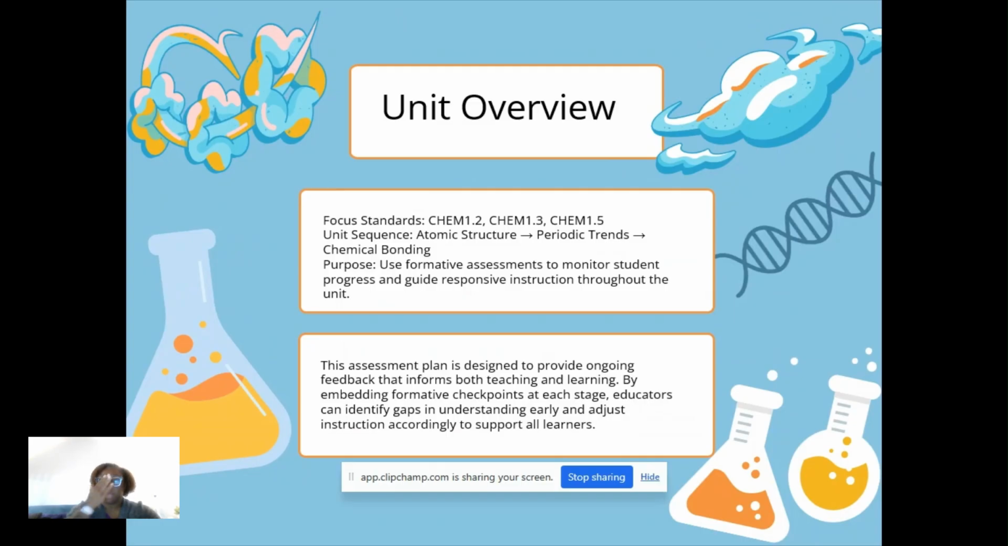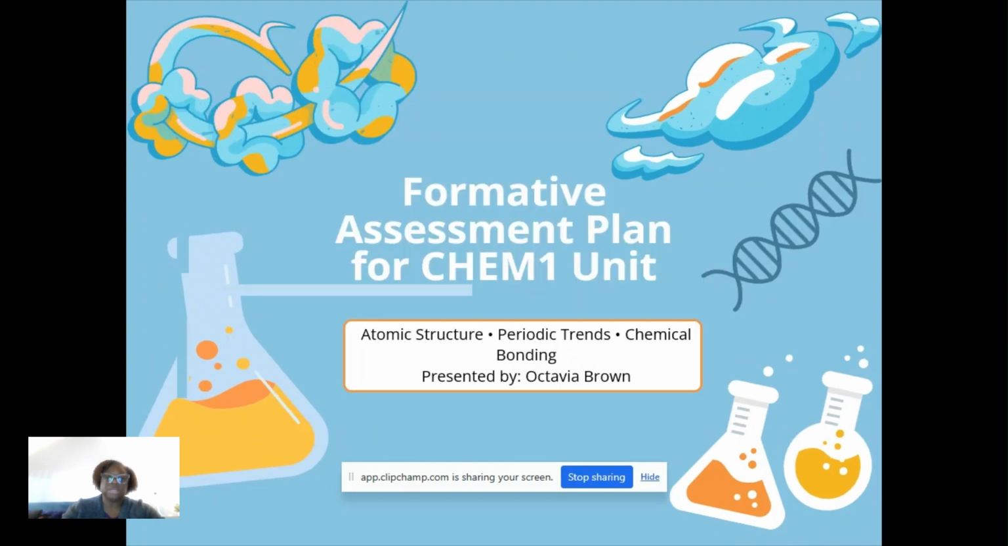The concepts we'll assess: first, atomic structure. Students will identify the subatomic particles, interpret isotope notations, and analyze Bohr models to determine element identity. For periodic trends, students will compare elements and predict properties based on position. With chemical bonding, students will determine bond types using electronegativity differences and construct accurate Lewis structures for molecules.